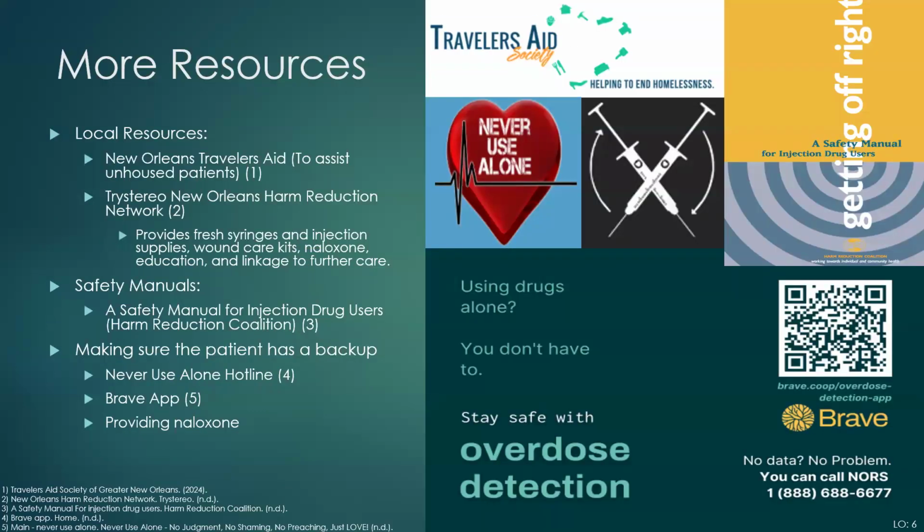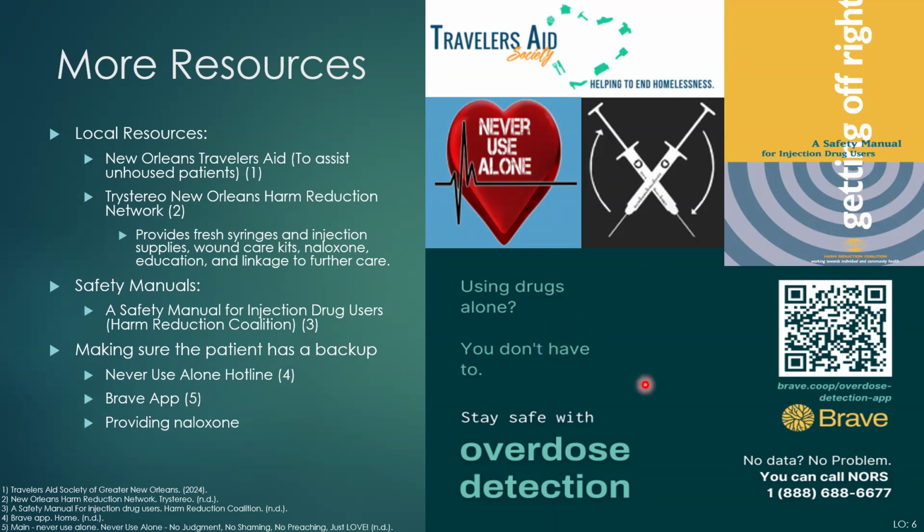There's some more local resources. So they have New Orleans Travelers Aid to assist with on-house patients, and the Tri-Sterio Harm Reduction Network. They provide fresh syringes, injection supplies, wound care kits, naloxone education, and further linkage to care. They provide this about 70-page safety manual on how to safely inject and not to inject at high-risk areas.